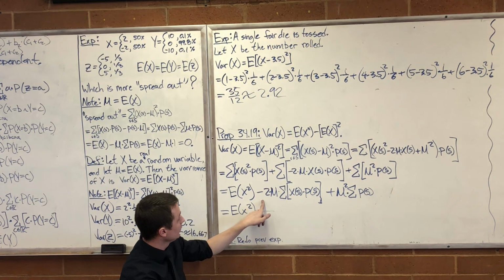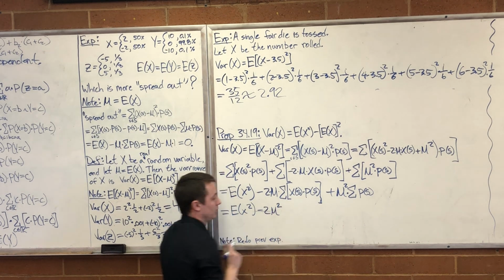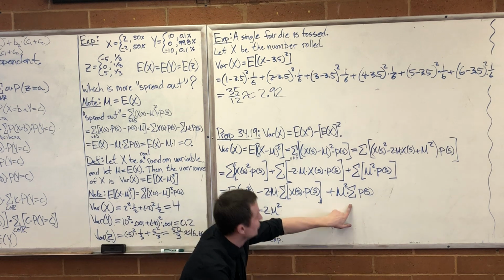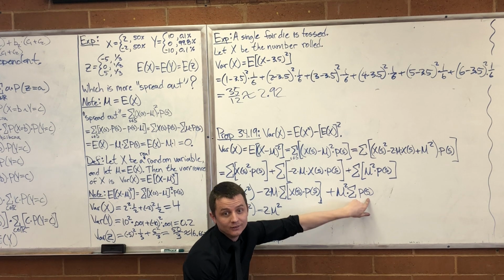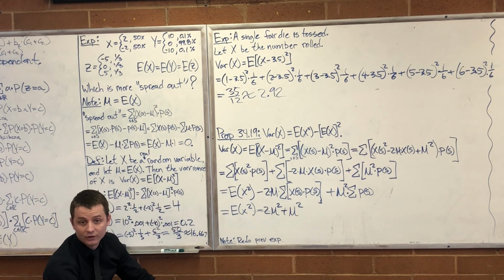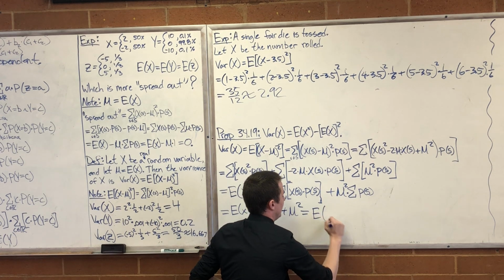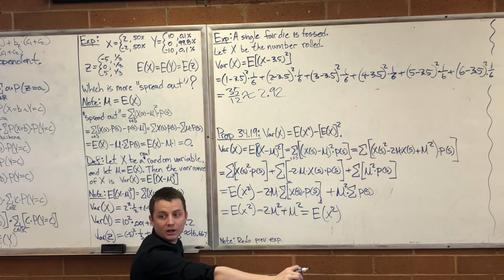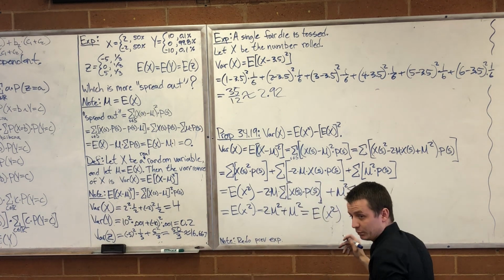So I have negative 2 times mu, or negative 2 mu squared. Everyone follow that? Okay, so now, look at this one. What's the sum of all my probabilities? 1. So then we have plus mu squared. Follow that? So this is equal to the expected value of x squared minus, we have 2 mu squared plus mu squared leaves me what? Minus mu squared, right? You follow the algebra on that?